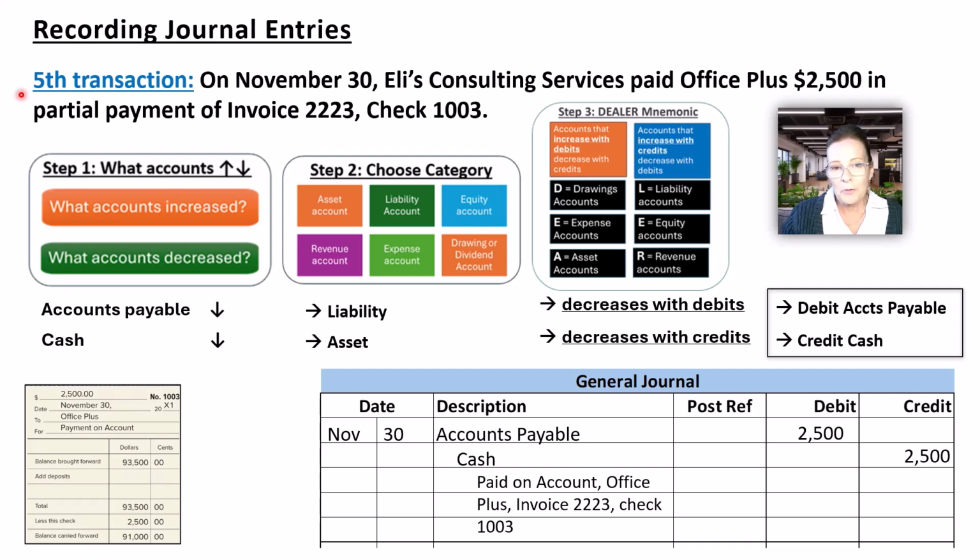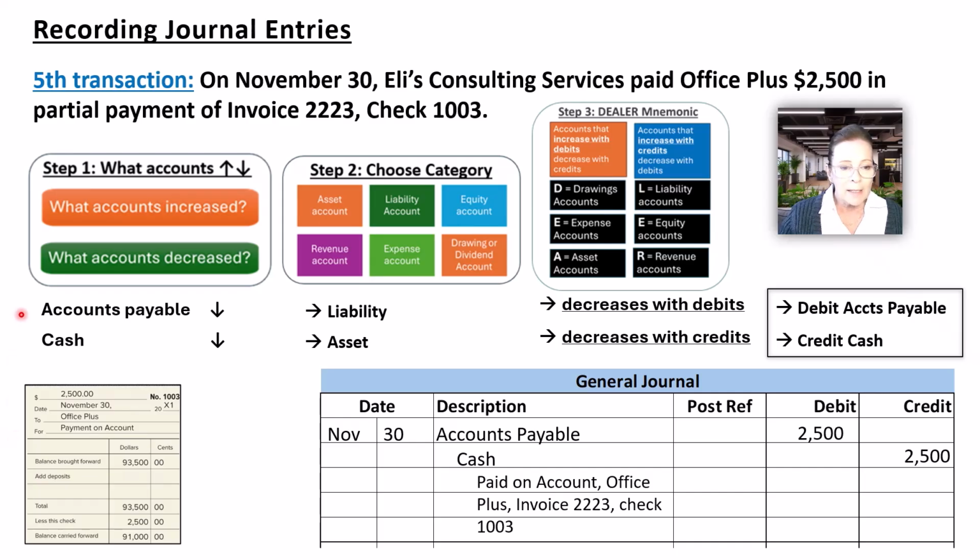For our 5th transaction, Eli's Consulting Services paid Office Plus $2,500 in partial payment of invoice 2223 with check 1003. In this case, we have the original invoice from Office Plus for $6,000 as support, but we would also need a copy of the check, or the Zelle or Venmo payment record would be good additional support.